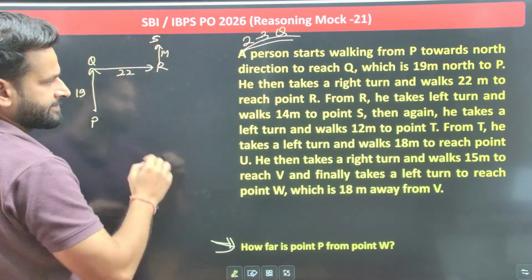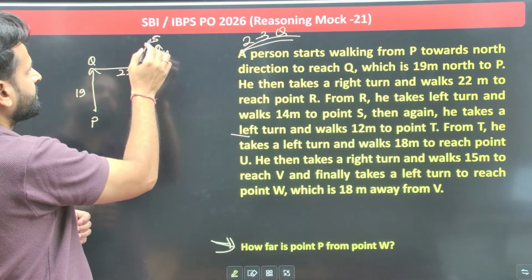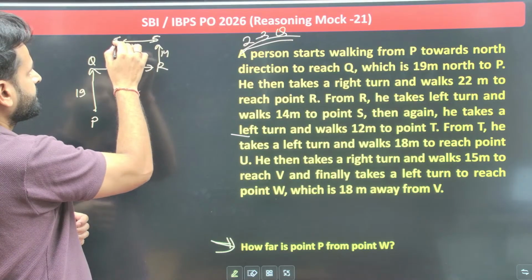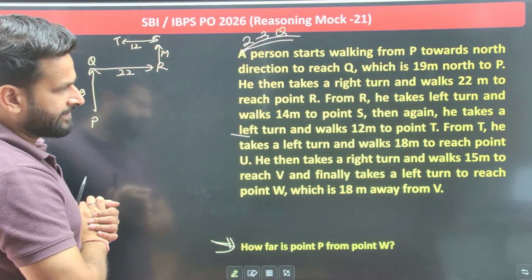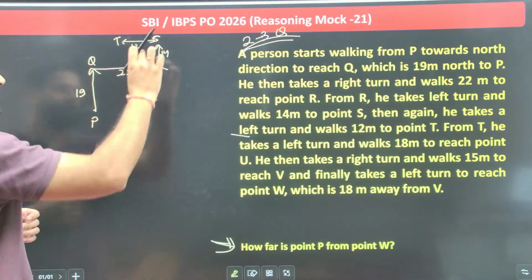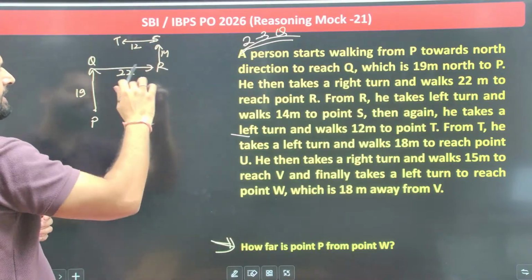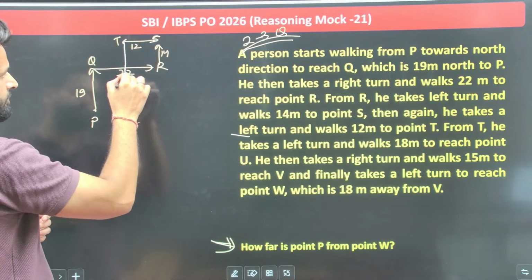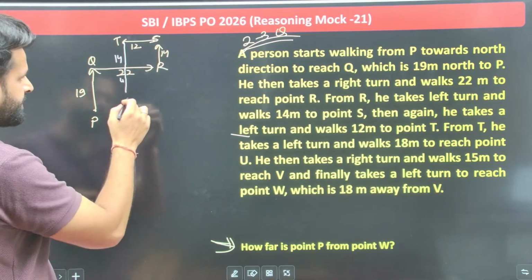This is point S. Then again he takes a left turn, 12 to reach point T. From T again left turn 18. Let me change the color. So 14 and 4, 18 to reach point U.